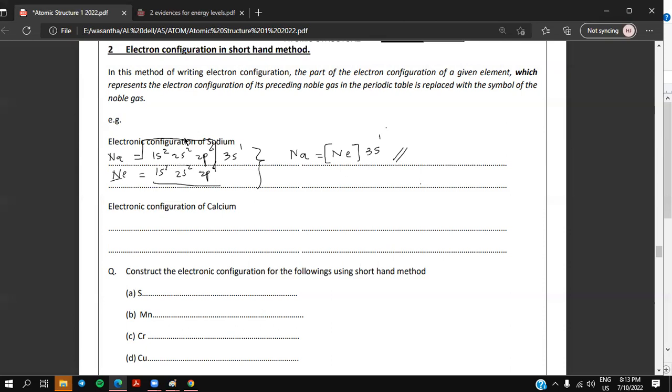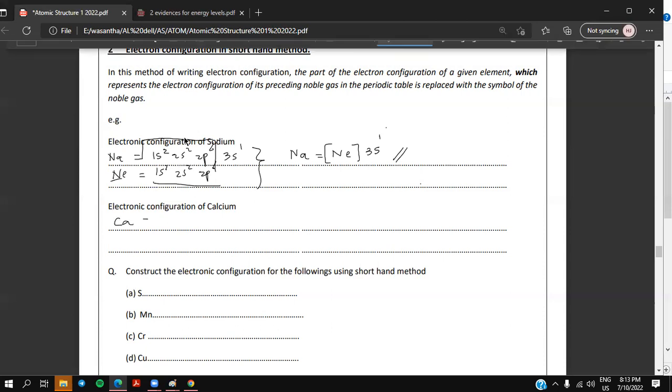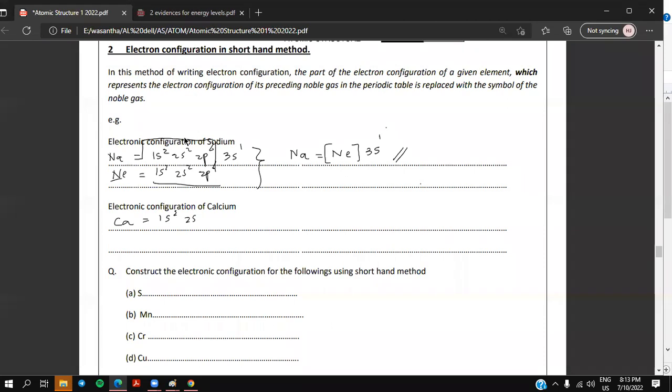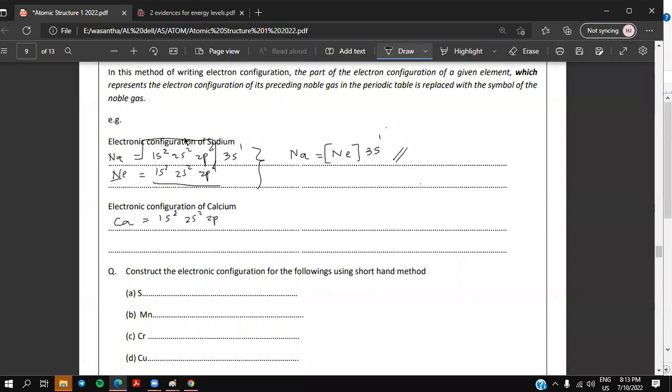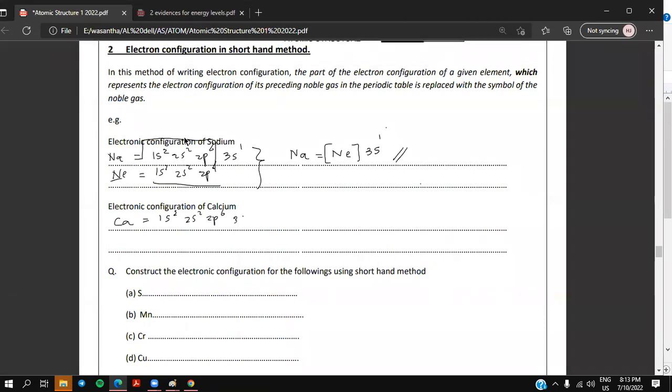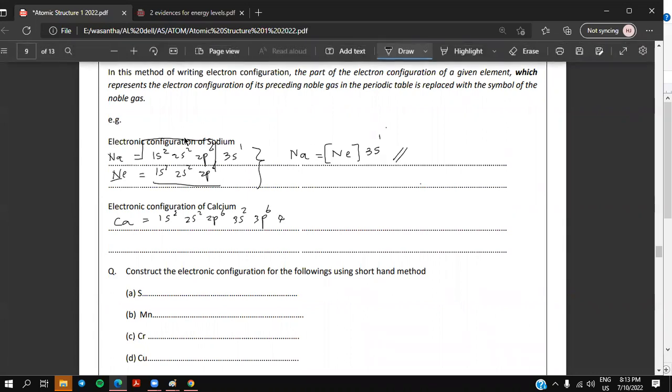Electronic configuration of calcium. First, I write calcium is equal to 1s2, 2s2, 2p6, 3s2, 3p6, and 4s2.